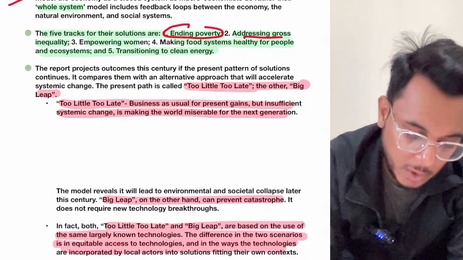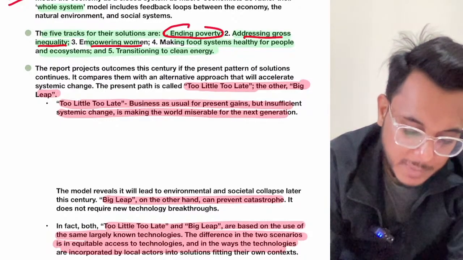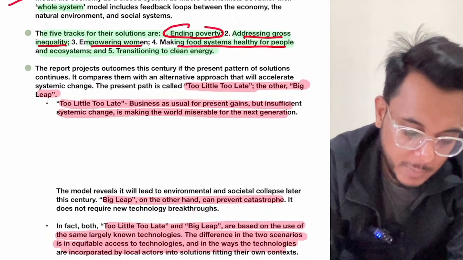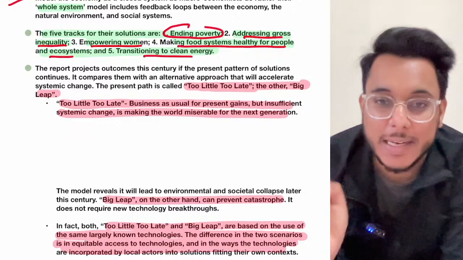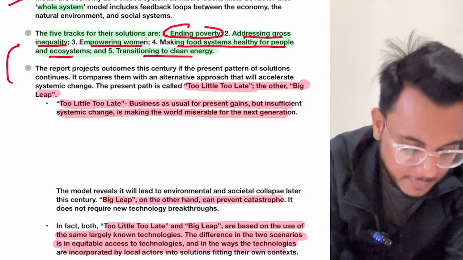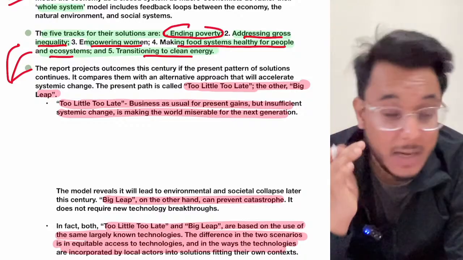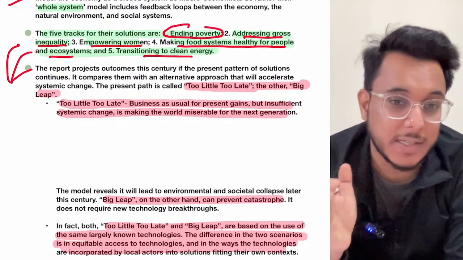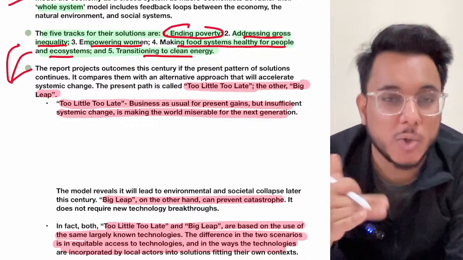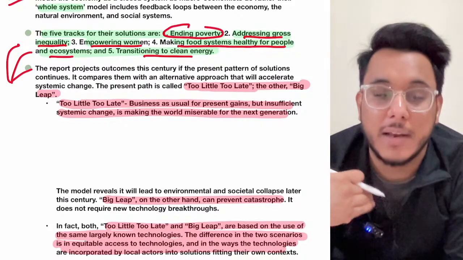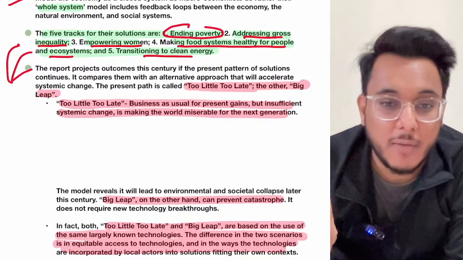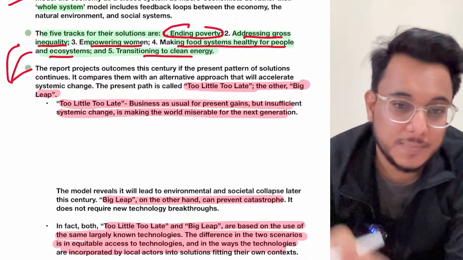Second is to address the gross inequality, empower women, make food systems healthy for people and ecosystem, and transition to clean energy. Now these five interventions, if they are made, will solve the problem on multiple fronts. It will bring economic growth, it will remove inequality, it will provide equal participation to everyone. All this will happen.